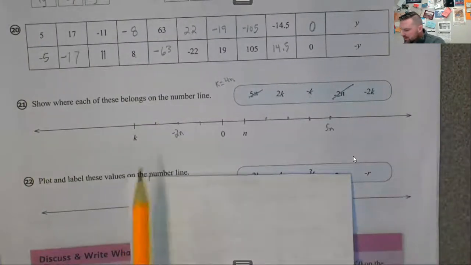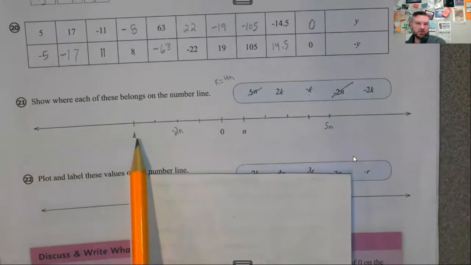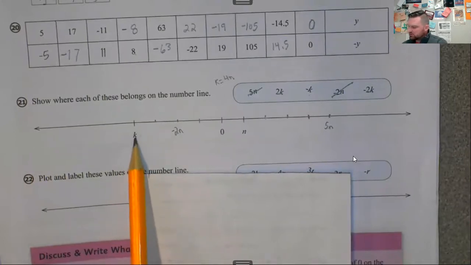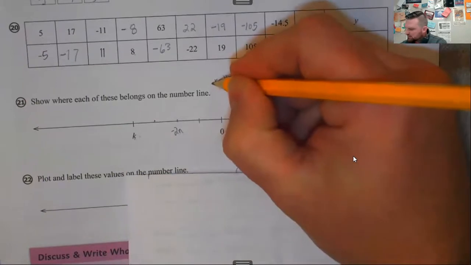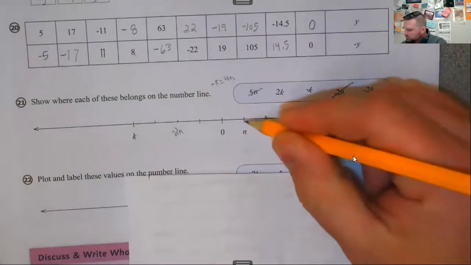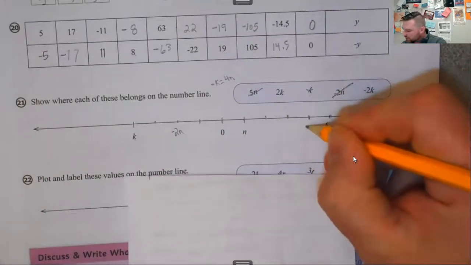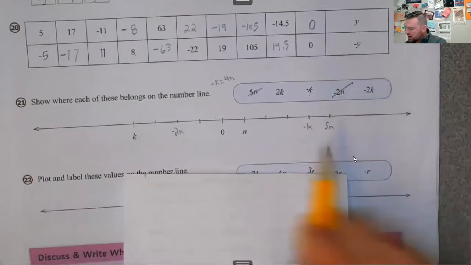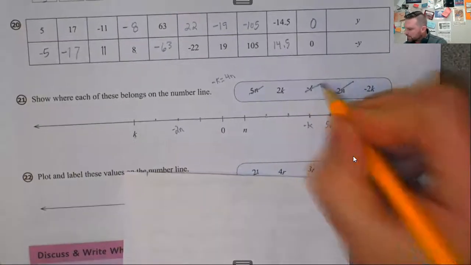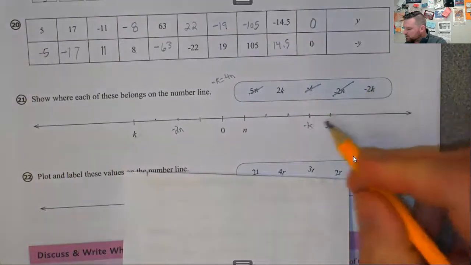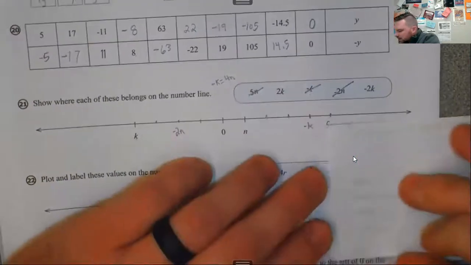But you notice k must be a negative number because a positive k is on this side. So 4n actually equals negative k. So 1, 2, 3, 4, this would be negative k because they're opposites of each other. Negative 2k would be on this side, and it would be 4 more.